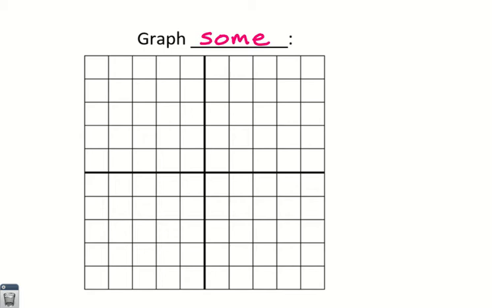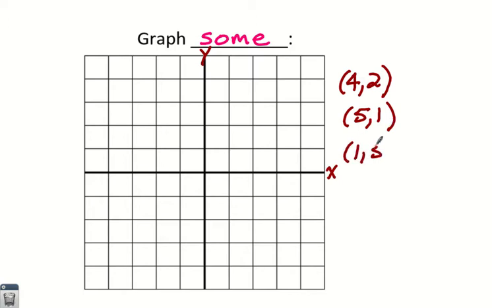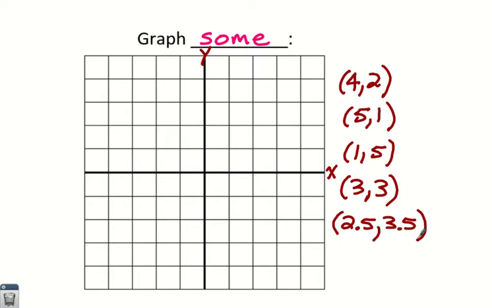And by the way, they're not all just confined to the nice integer pairings. And we're going to graph some. 4 comma 2 is an ordered pair that can be plotted as a point in the xy plane, right? X-axis, y-axis. Another one I said was 5 comma 1. What about 1 comma 5? And 3 comma 3, you know? And like I said, it's not just confined to the really nice answers. You could have 2.5 comma 3.5. That's also one of the infinitely many solutions.